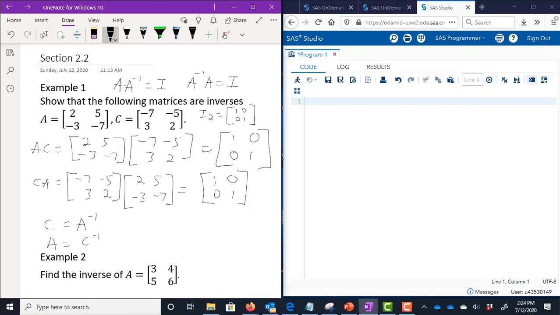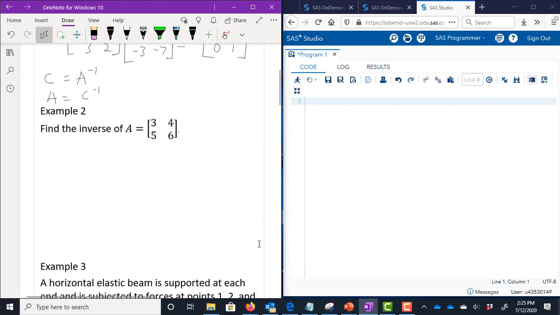Same spiel. And we could show that in SAS if we wanted to. I'm not going to do so in this video, just because we've shown it on here. It's going to give us the same result. But we can multiply these two matrices in SAS, and we would obtain the same identity matrix.